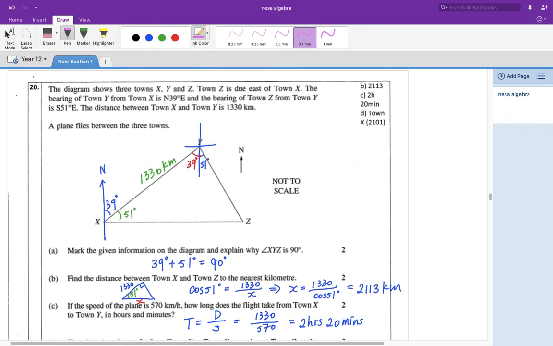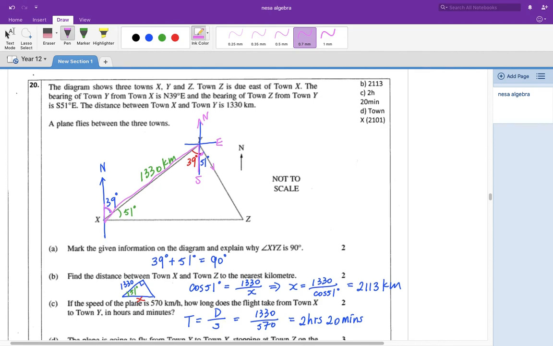Alright, question 20. So from X to Y, it's 39 degrees. This one's straightforward. And then from Y to Z, you walk on south 55 degrees east. So this is south, this is east. From south to east, this degree is 55. And because this is 39 degrees and this is true north again, these two lines are parallel. So once again, alternate angles. 39 also is here. So the whole angle is going to be 39 plus 51, which is 90 degrees. This is from alternate angles.